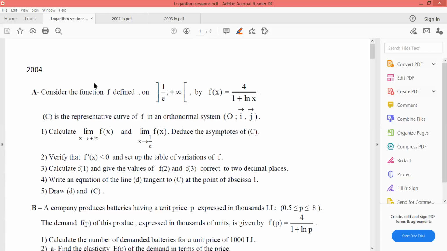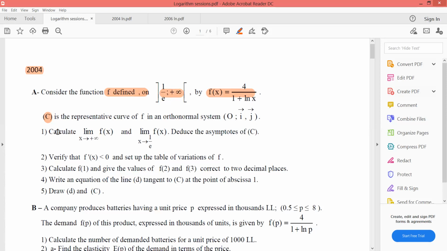Today we are going to solve the first exercise from sessions. The session is 2004. So part A, consider the function f defined on 1 over e plus infinity by f(x) equals 4 over 1 plus ln x. So we have the function defined over the interval 1 over e plus infinity. And C is its representative curve in an orthonormal system OIJ.